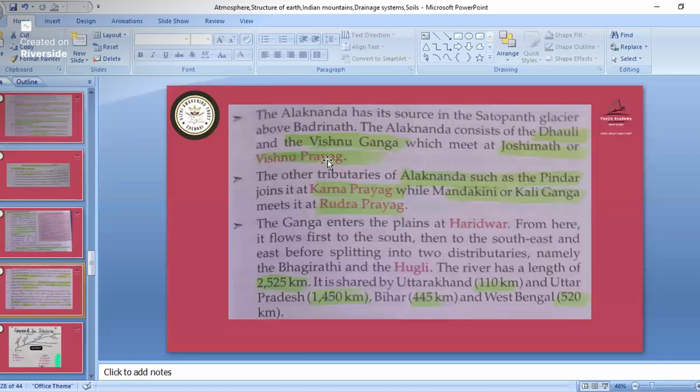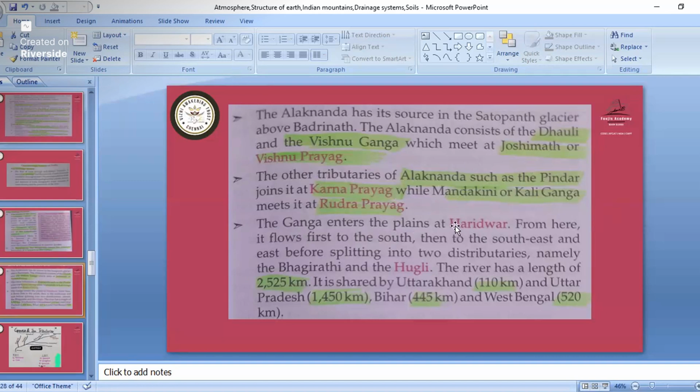So at Devprayag, Alaknanda and Bhagirathi meet. At Vishnu Prayag, Vishnu Ganga and Dhauli Ganga meet. You must know about Joshimath also. Vishnu Prayag is near Joshimath. The other tributaries of Alaknanda, such as the Pindar, join at Karnaprayag. Alaknanda plus Pindar join at Karnaprayag, while the Mandakini or Kali Ganga meets at Rudraprayag.